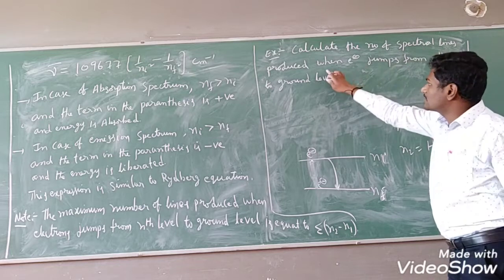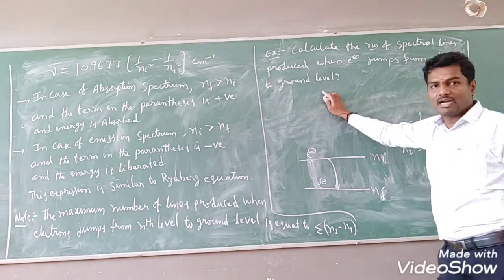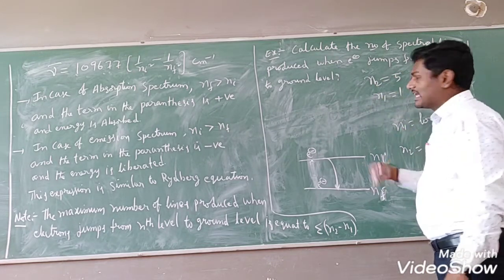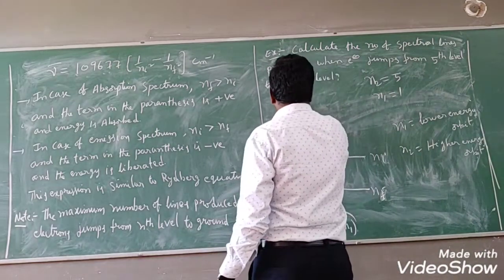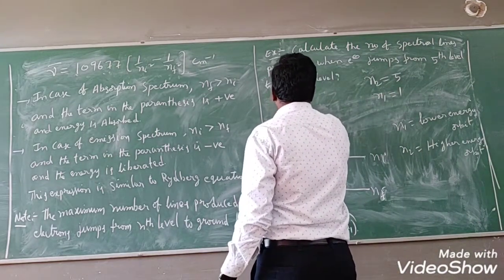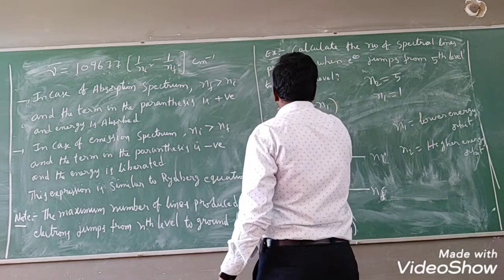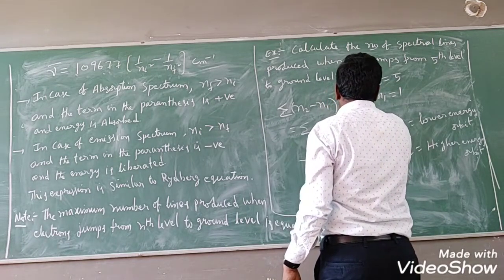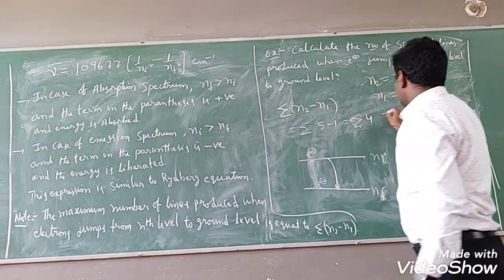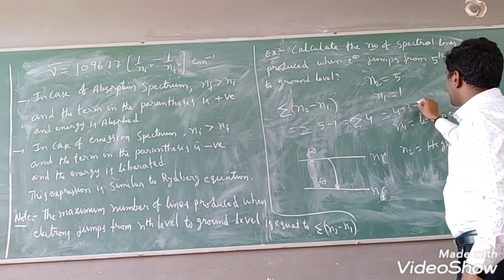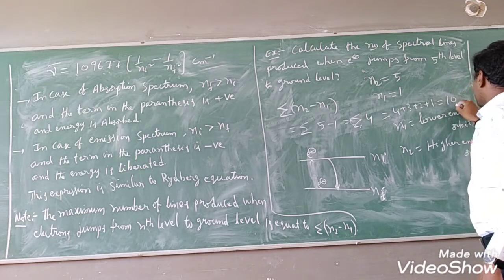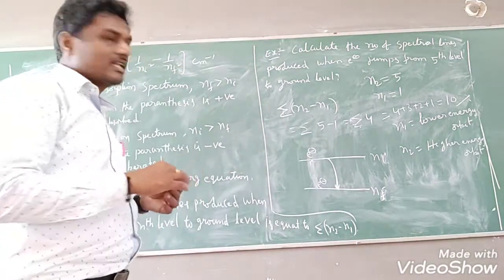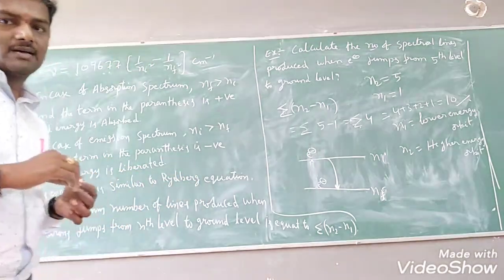Now based on this, we'll see one simple numerical. Calculate the number of spectral lines produced when an electron jumps from the 5th level to the ground level. The 5th level to the ground level means N2 is 5 and N1 is 1. Apply the formula sigma of N2 minus N1: sigma of 5 minus 1, that is sigma 4. Sigma 4 is the summation of 4, that is 4 plus 3 plus 2 plus 1. Total 10 lines are produced. Such types of numericals can be asked in competitive exams, students.